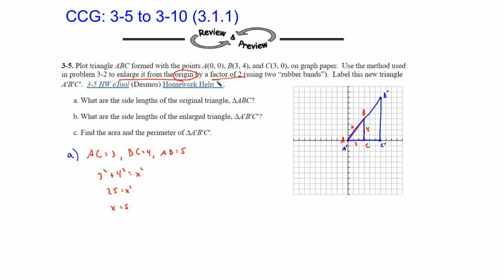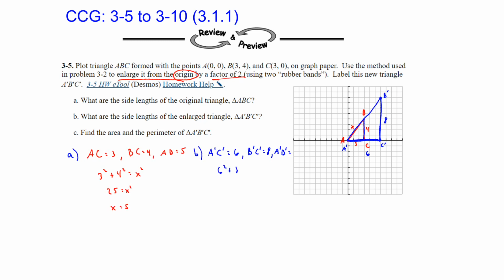Now, on part B, what are the side lengths of the enlarged one? Now this full distance on the bottom is 6. This distance over here is 8. So we know that A prime C prime is equal to 6, and B prime C prime is equal to 8. And then to get A prime B prime's measure, you're going to have to use the Pythagorean theorem again. And we'll do that real quickly.